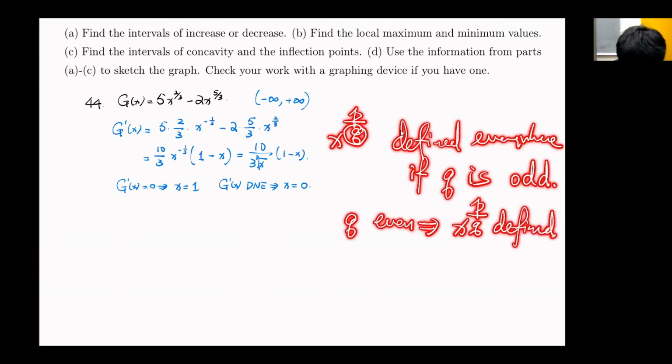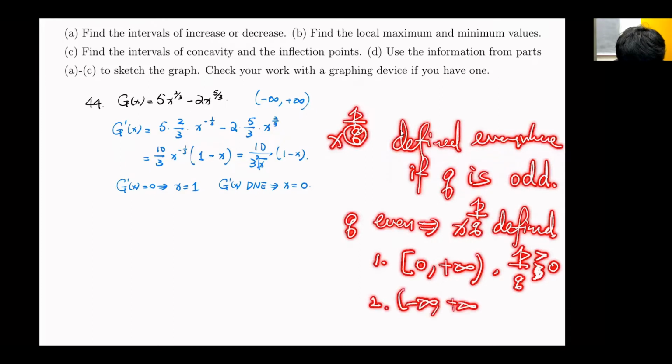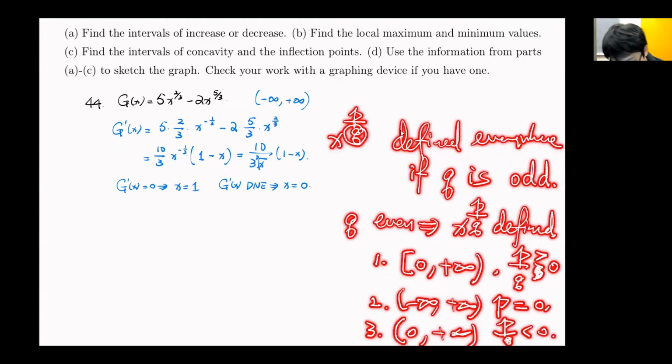There are 3 possible cases. The first case is on 0 to infinity. This happens if p over q is strictly greater than 0. And the second case is minus infinity to infinity if p happens to be equal to 0, because in this case the function is simply constant. And the last case is going to be the open interval 0 to infinity. This happens when p over q is less than 0, because in this case x is placed in the denominator, and the denominator should never be 0.